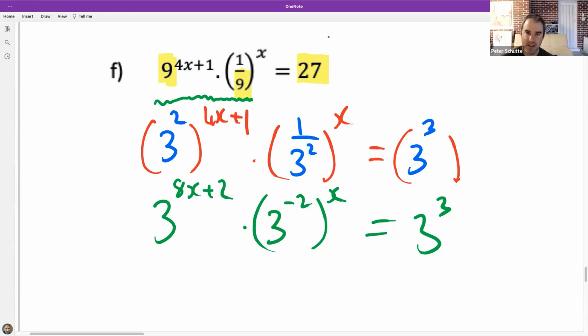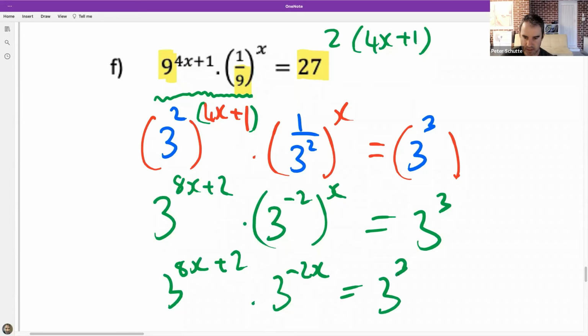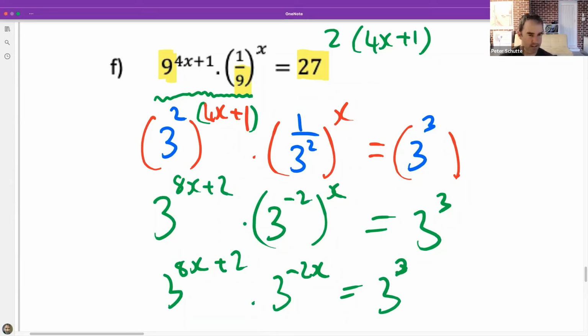Ask yourself why 2 times 4x plus 1 is 8x plus 2. The reason is you are multiplying 2 by the whole of 4x plus 1. There's an imaginary bracket around the 4x plus 1. Once you've avoided that mistake, you still need to make sure you apply that to the other one, and then see if you can bring it home from there.